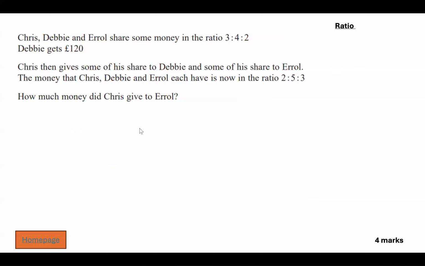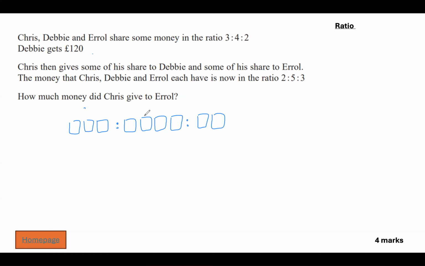So let's have a look at this one. It says Chris, Debbie, and Errol share some money in the following ratio. Debbie gets 120. So we can see that, and sometimes it's nice to draw these out. So we've got 1, 2, 3. We've got 1, 2, 3, 4, and we've got 1, 2. And these are all equal parts. I know I've not drawn them well, but they are exactly equal parts.